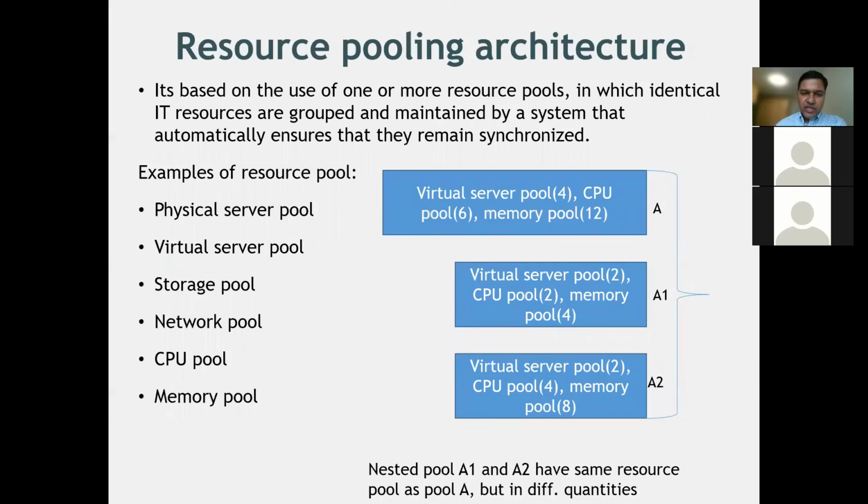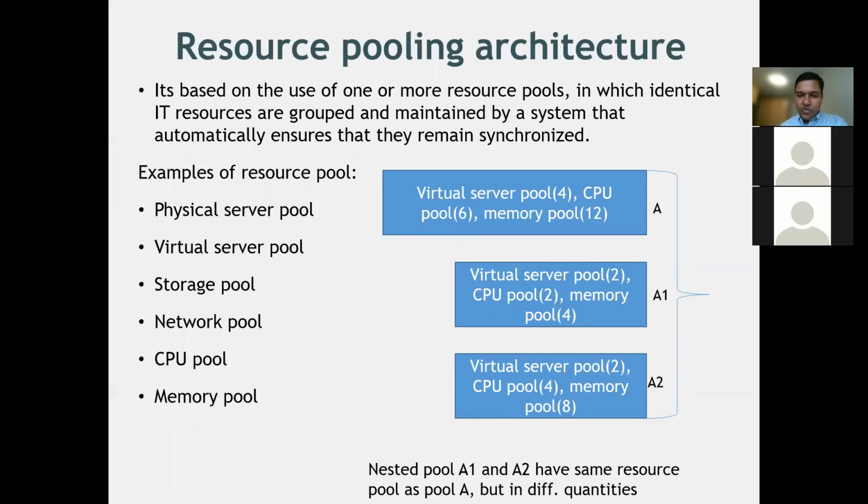The next is the resource pooling architecture. In this, they create one or more resource pools and keep resources inside, so that if a resource is needed, they just provide it. Many of these resources are identical. The cloud also gives a pay-per-use model, and nowadays there is serverless computing, where they create a resource pool in the background, and whenever needed, resources are given out.